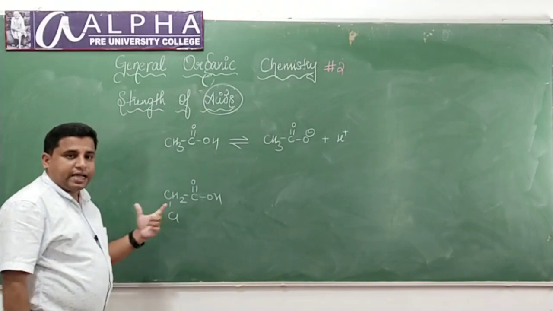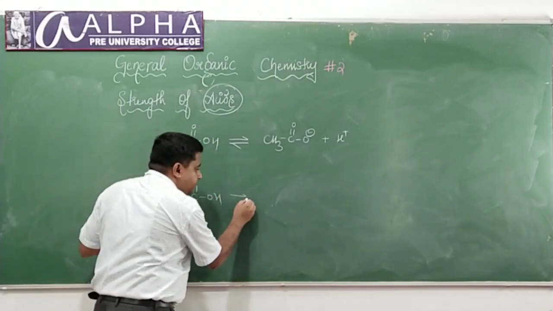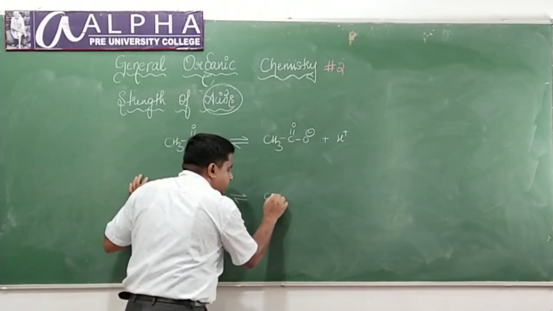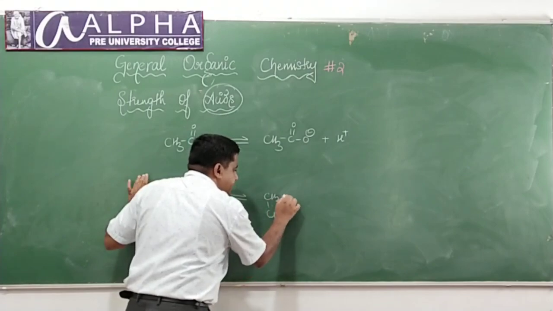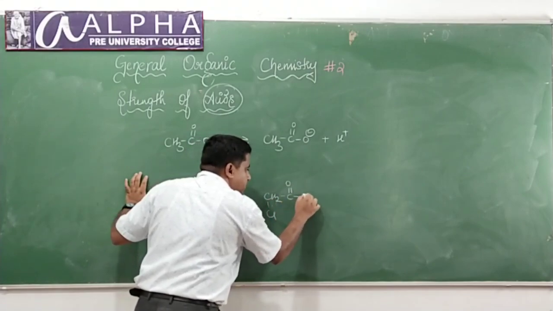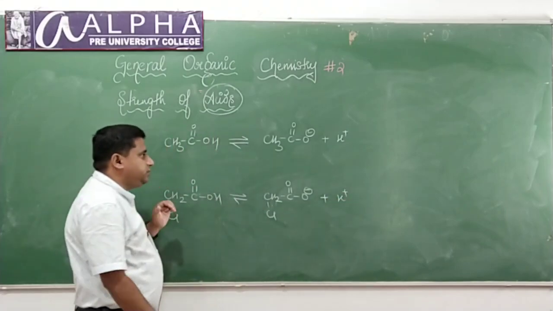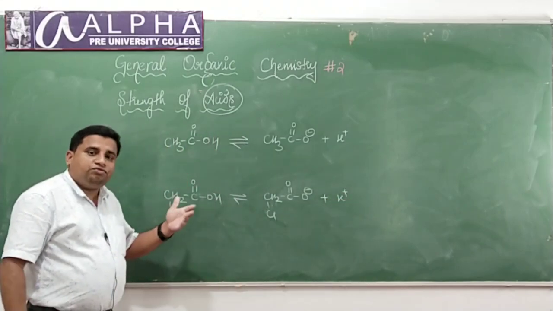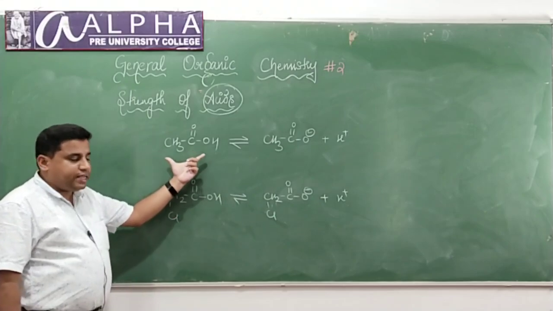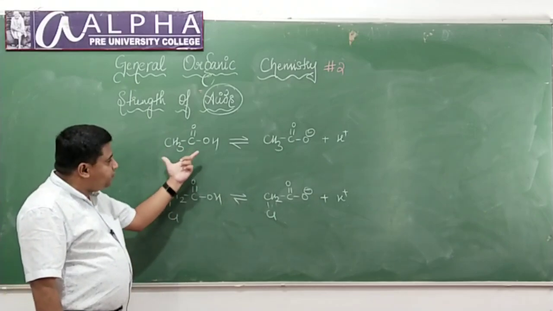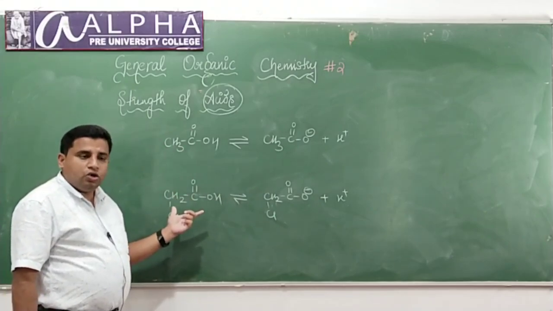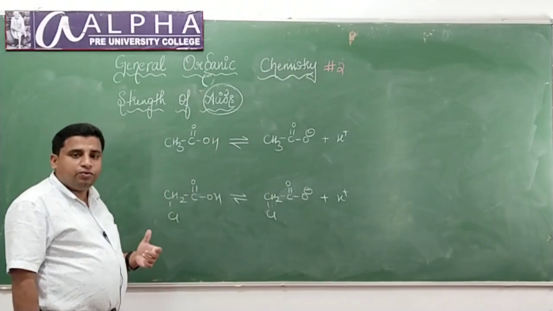When chloroacetic acid is dissolved in water in an aqueous solution, it gives chloroacetate ion and what else? H plus ion, isn't it? Now we have to judge. This is also an acid, this is also an acid. Out of these two acids, which is a strong acid and which is a weak acid?